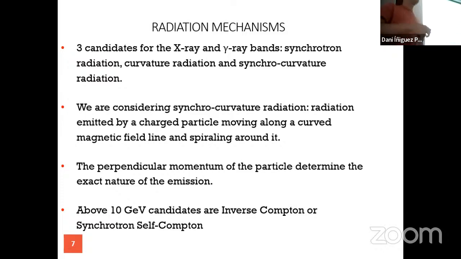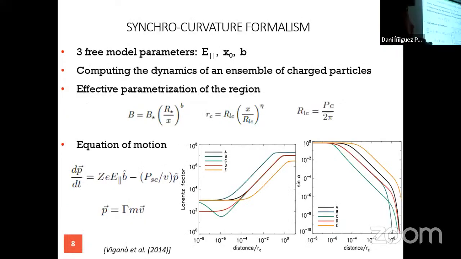Now, I have said what we are considering is the synchro-curvature radiation. So we base our model on this kind of radiation. Our model relies basically on three effective parameters: the parallel electric field in the region, an effective length scale of the emission region, and the local strength of the magnetic field in the region. With this effective approach, we are able to reduce the complexity of the problem to only three parameters, which make our model much easier to handle and much more agile to use.